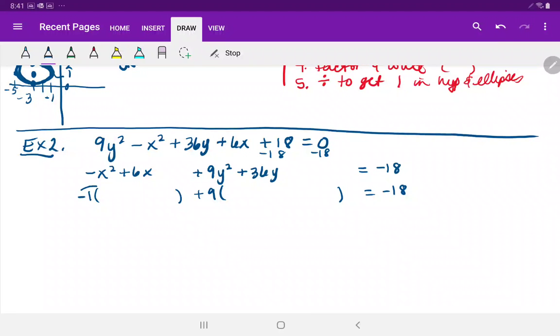So remember, when you factor out a number, you have to think what used to be there. Negative 1 times what equals negative x squared. So that's x squared. And then negative 1 times something equals positive 6x. So that's going to be negative 6x. And for this one, positive 9 times y squared is 9y squared. And positive 9 times positive 4y is 36y.